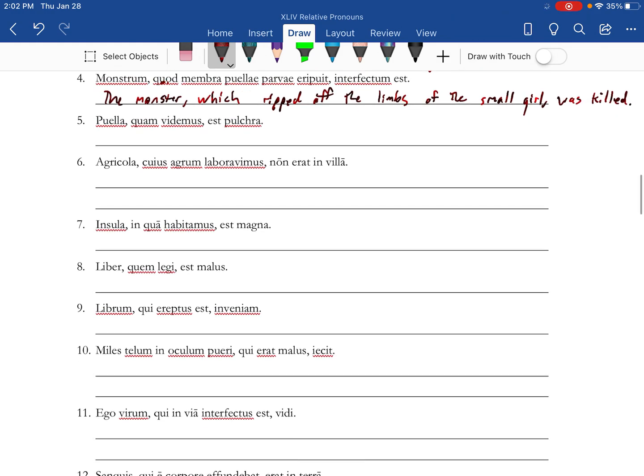Alright, so try the rest on your own. Follow along when you need to or check and get help. The girl, this is accusative. Mus is our subject, the girl whom we see is beautiful.